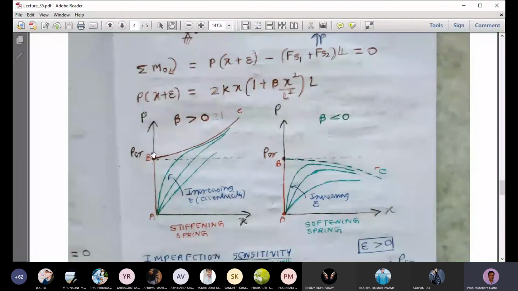So this is the mathematical bifurcation diagram. We have A to B pure compression, and B to C there is bending happening. All these positions from B to C are stable equilibrium positions. Now when you do an experiment, depending on the eccentricity epsilon, the column will start deflecting right from the beginning. It will go into the bending mode immediately as soon as the load is applied, not at B, because there is already eccentricity present.